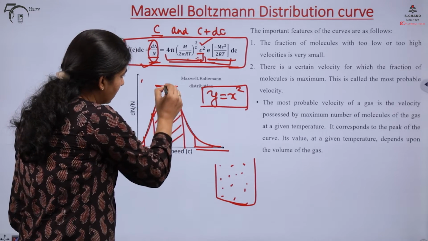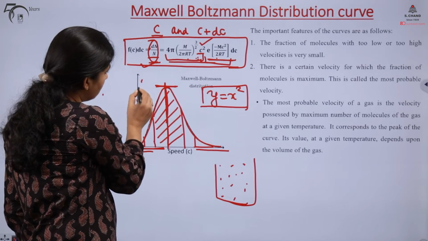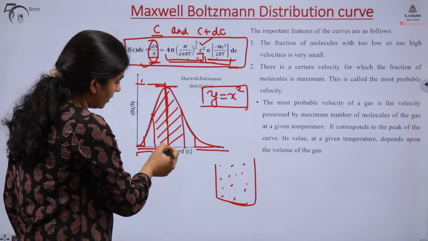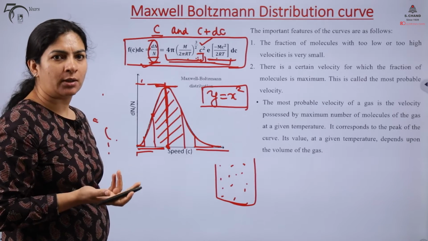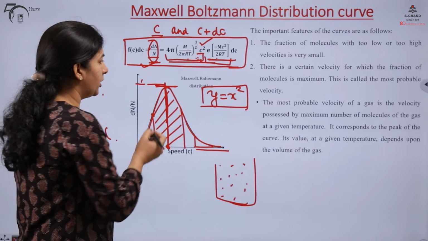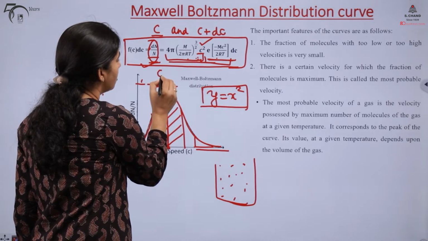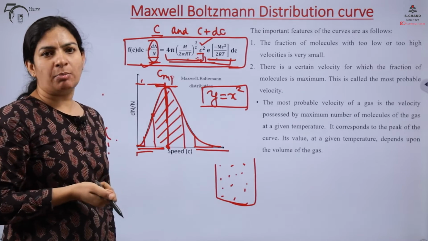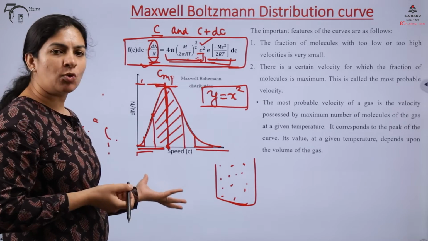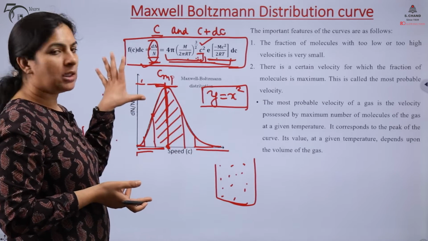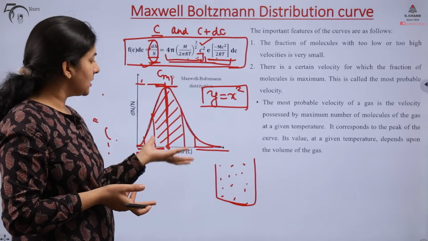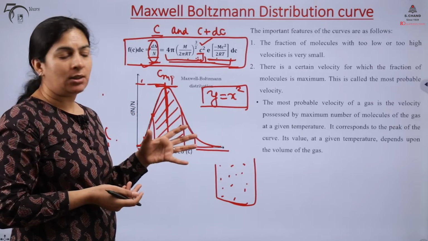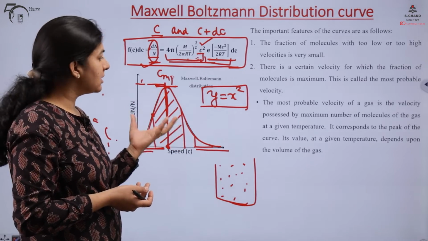Here you see this number. From the y-axis, you see that this is the velocity possessed by the maximum number of molecules. So it is also known as the most probable velocity. So what is the most probable velocity? The velocity which is possessed by most of the molecules present in the gaseous sample.